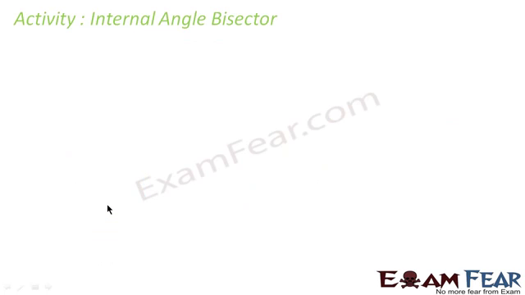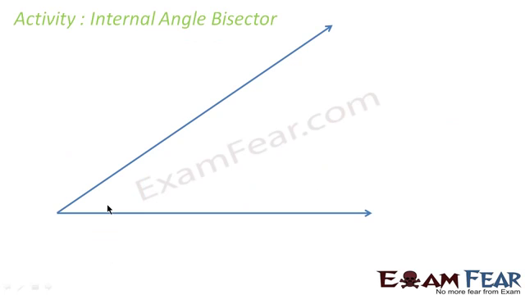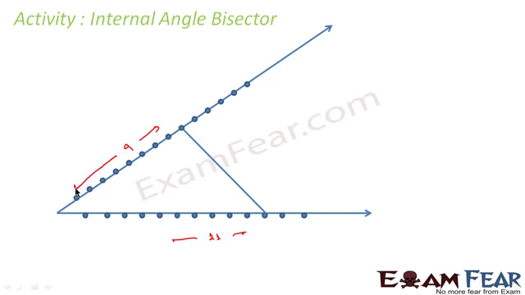Let's have an activity for the internal angle bisector. Let's draw this angle. Once we have this angle, let's draw these points, all equidistant points, and here also let's draw this point. Now let's join this point, this point. If you see this, we have joined these points here. This is 1 unit, 2, 3, 4, 5, 6, 7, 8, 9, 10, 11. This is 11 units here. And this is 1, 2, 3, 4, 5, 6, 7, 8, 9. This is 9 units here. Correct? So we have got a triangle of sides 11 and 9.